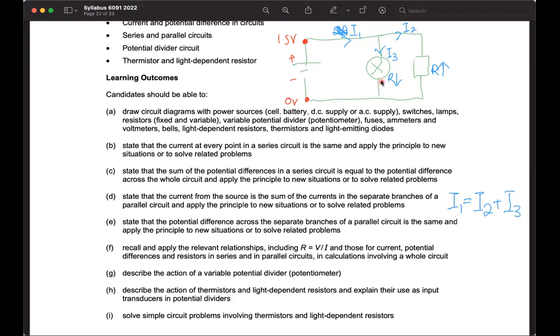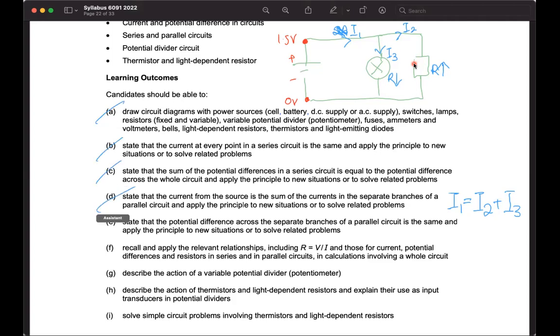In the event the resistance of both are the same, this I1 will be equally shared between the 2 components. So far, does that make sense? Okay, then let me go through the next one.